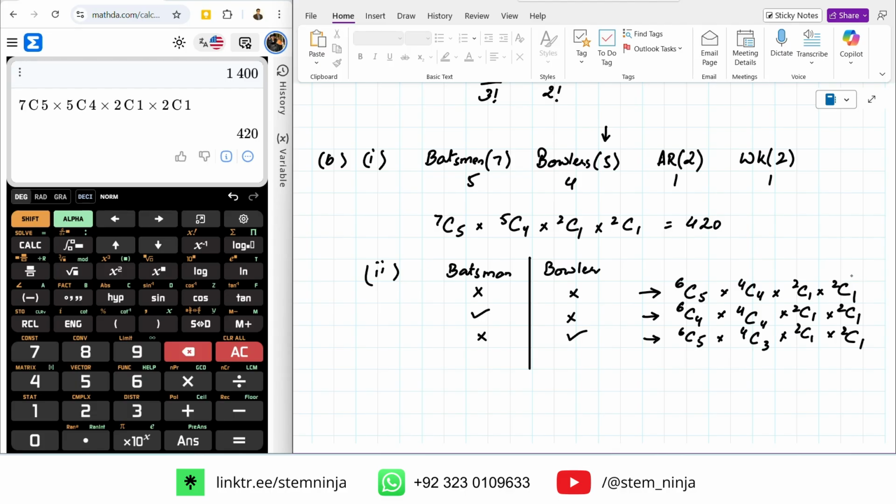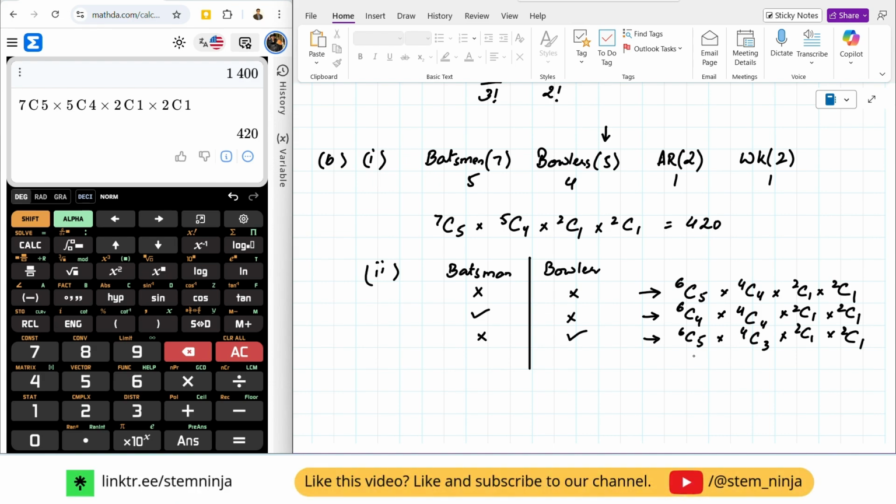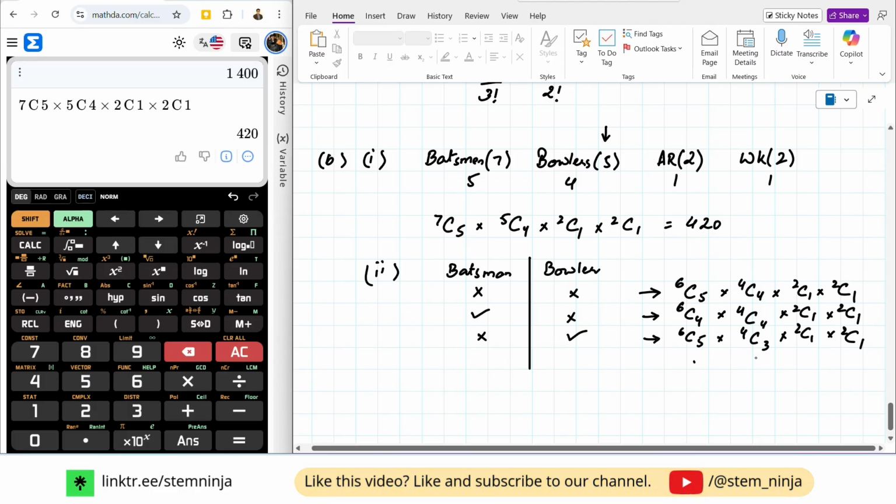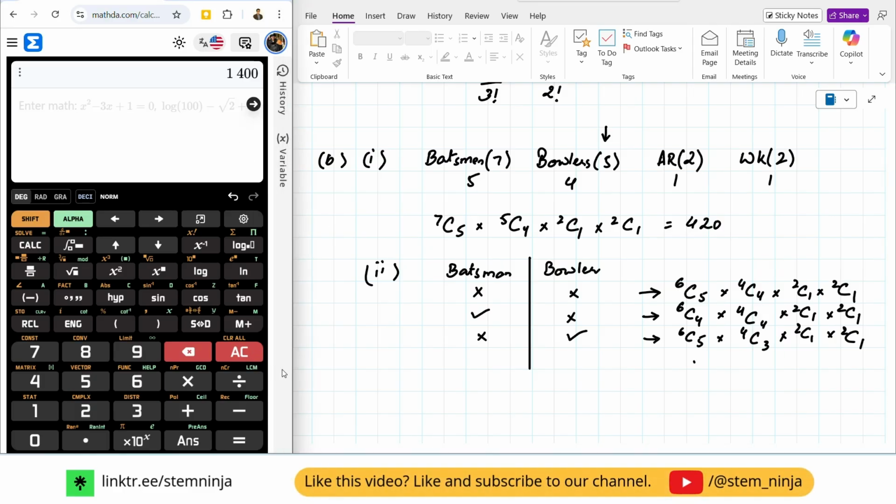Okay, just to make sure that we have the right ones. If neither of them are selected, that means 1 gone. And if batsman is in, 4C4, right? If bowler is in, that means 1 bowler has been selected, so out of 4 we are selecting 3, 2C1, 2C1. Right, all right. So that would be 6C5 times 4C4 times 2C1 times 2C1.